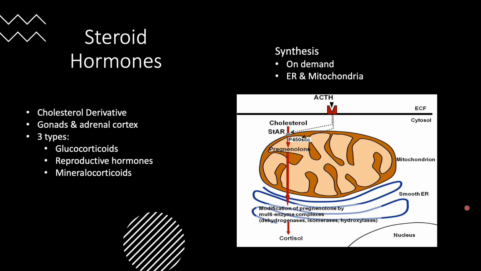Okay? So then, basically what happens is this gets transported and we get modifications of pregnenolone in the smooth ER by a bunch of enzyme complexes, like isomerases, etc. And basically, in the end, we get cortisol. That is, like I said, an example of a steroid hormone. And we said cortisol was a glucocorticoid example. So that would be that. Production of cortisol, that's kind of how that happens there. And yeah, so that is steroid hormone production.